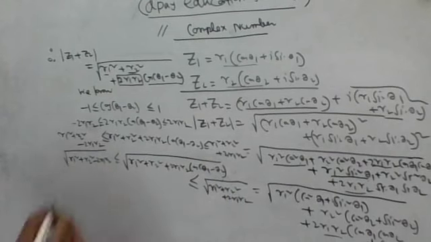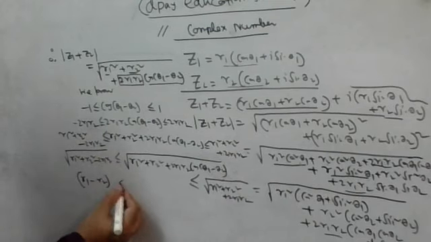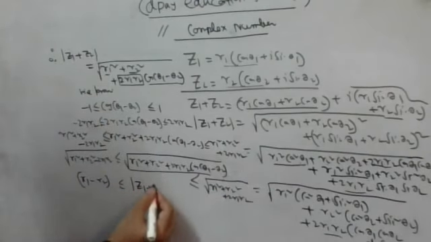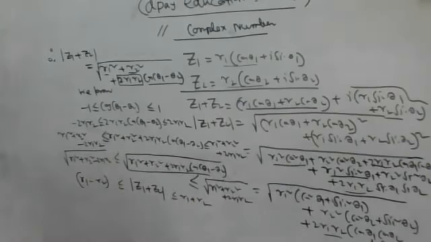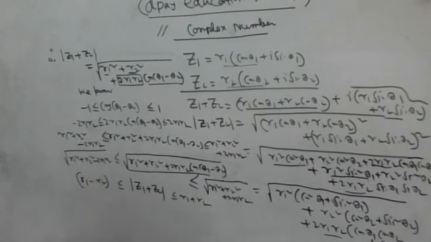It's a simple result: a minus b whole square, and the square root of this will give you r1 minus r2. Instead of this, what should I write? Mod z1 plus z2. Instead of this, r1 plus r2. But the problem is that in the extreme left, instead of r1 minus r2, I could have written r2 minus r1, subject to the values of r1 and r2. If r2 is greater than r1, then r2 minus r1. If r1 is greater than r2, r1 minus r2. So better you put a modulus sign.